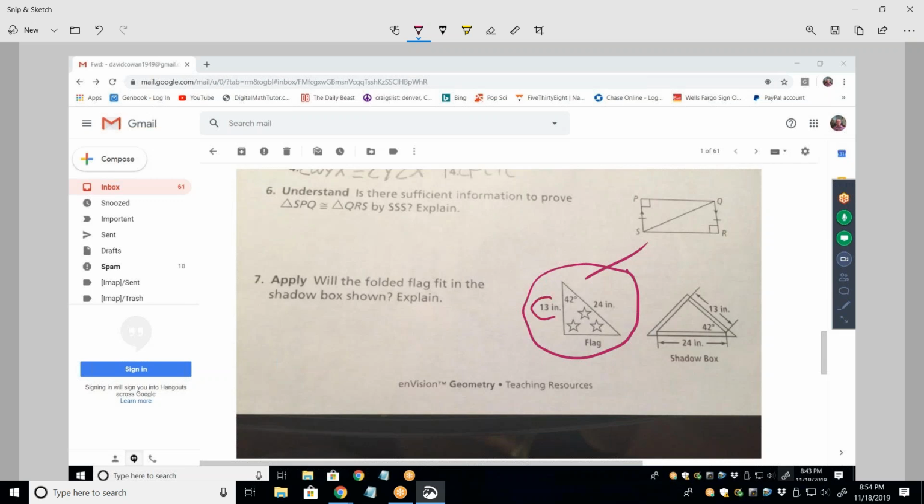Yeah, here's side, angle, side. And we have the same over here. There's the same side, 13, the same angle in between those two sides, and there's the second side, 24. We don't know this measurement down here. They don't give it to us in the first picture, and they don't give it to us in the second picture. We don't care what it is, because we have enough information to prove these two triangles are congruent. So it has to fit. All right, let's see what else we got here.